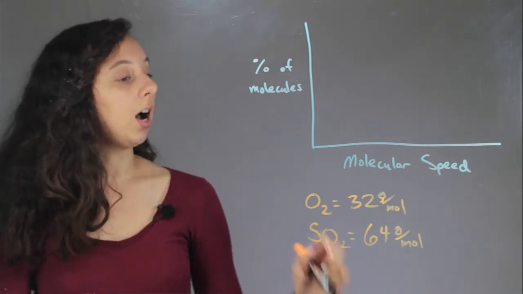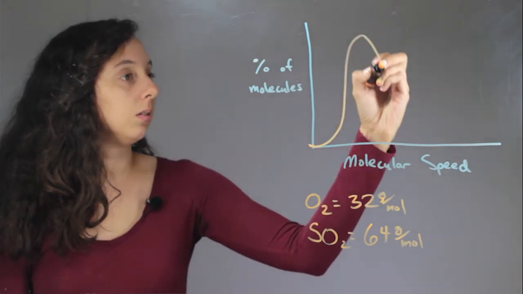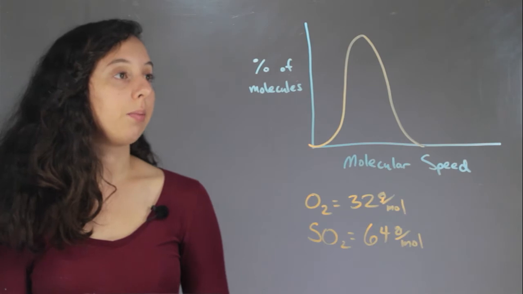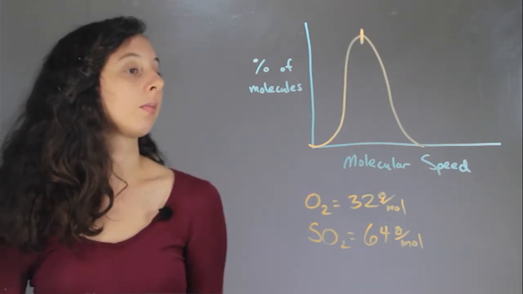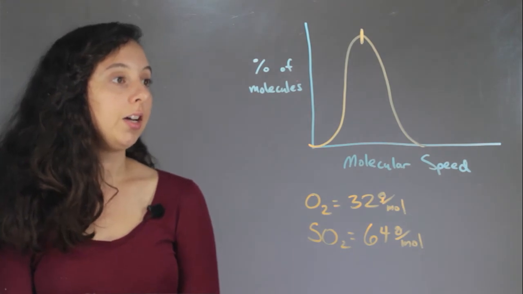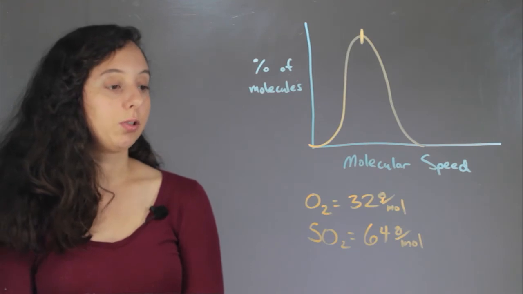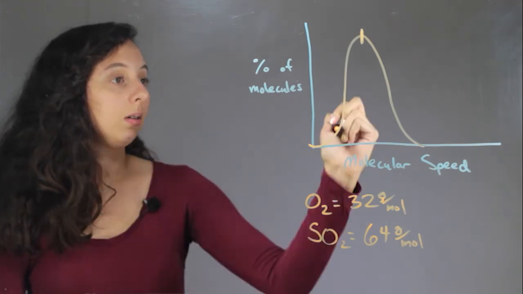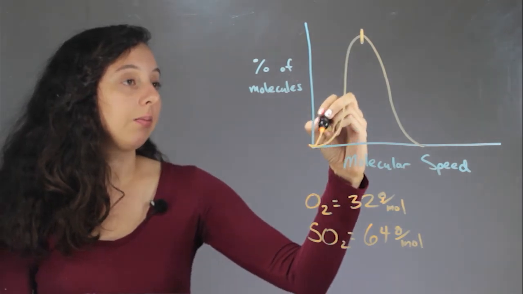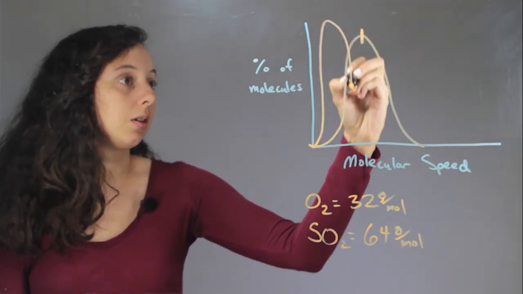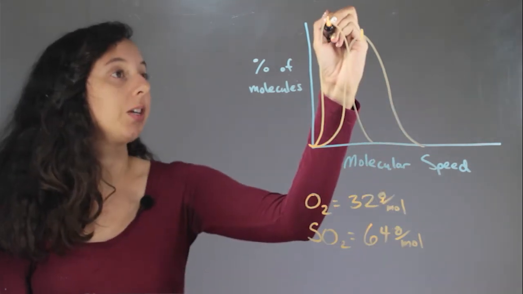So if oxygen looks like this, with most of the molecules moving about this fast, then sulfur dioxide is going to move slower. This means that most of these molecules are going to be somewhere around here. So the bell curve is going to be really skinny, and it's going to look more like this, because most of them are slower, a higher percent of the molecules anyway.